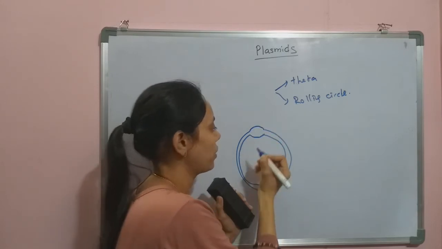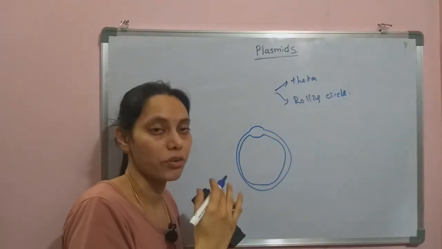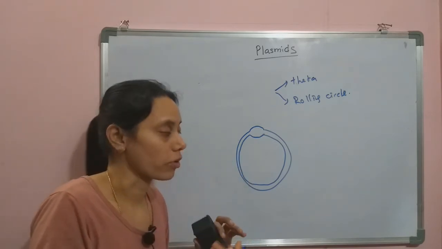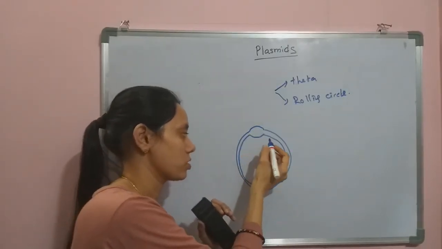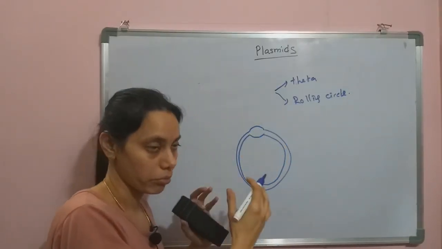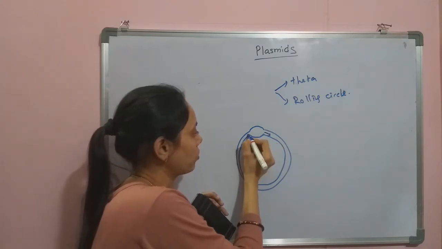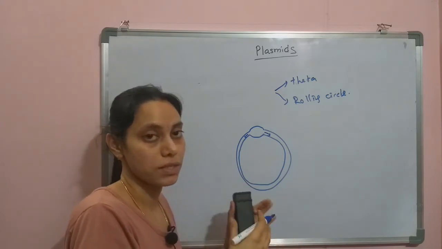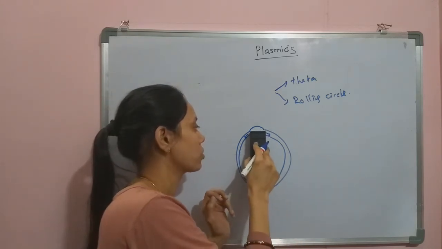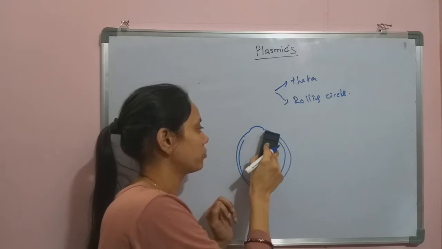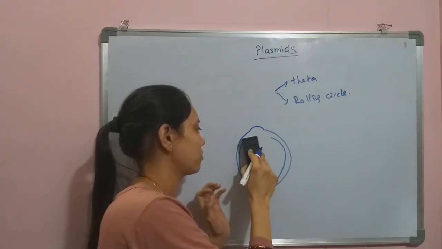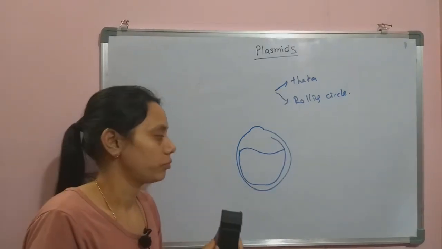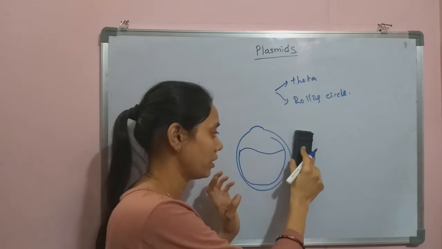So a replication bubble will be formed. That means the hydrogen bonds present at the origin will be broken to form the replication origin, or bubble. So like this, the DNA will start synthesizing new strands. Eventually this will be displaced and the theta structure will be formed. So that is called theta replication.